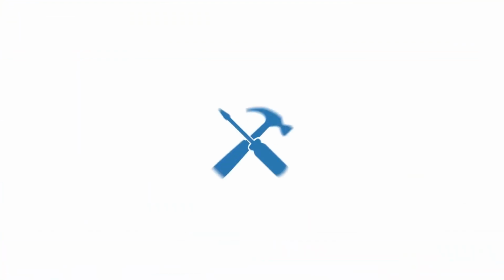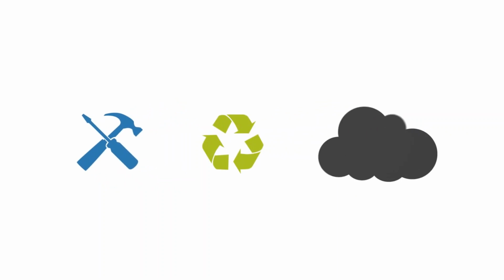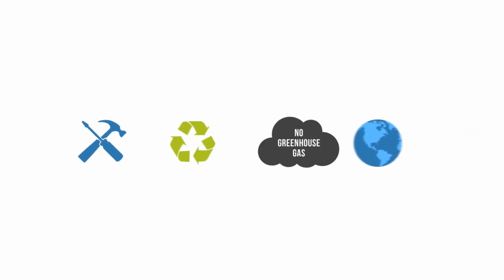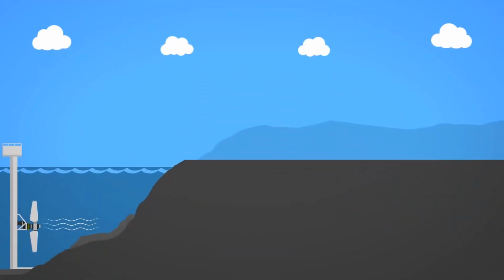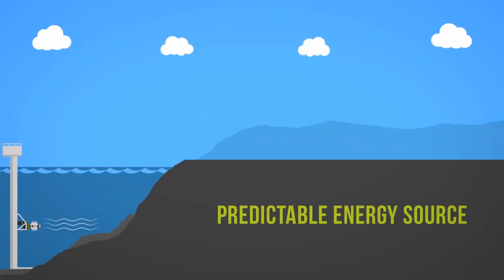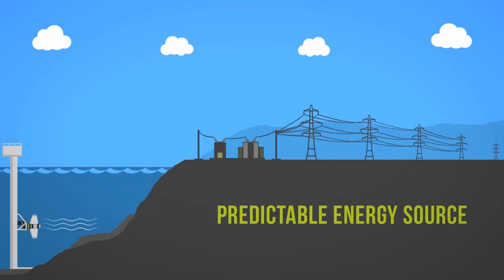Tidal power is easy to install and renewable, having no direct greenhouse gas emissions and a low environmental impact. Because the ocean's tidal patterns are well understood, tidal energy is a very predictable energy source, making it highly attractive for electrical grid management. This sets it apart from other renewables that can be more unpredictable.